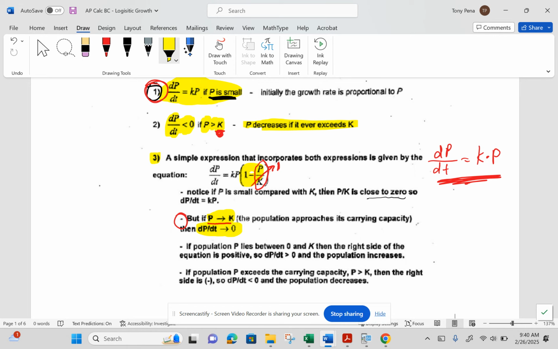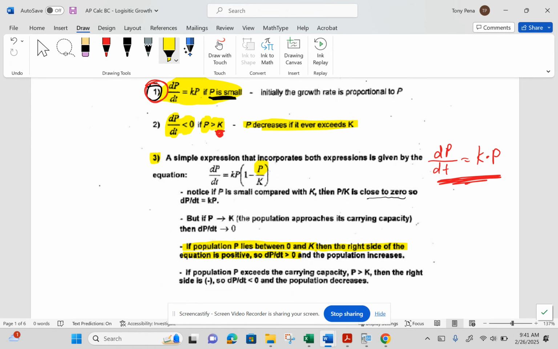Okay, got that? All right, third bullet point then, and what this is saying and why this differential equation satisfies these two conditions up here. If your population lies between 0 and K, so if this number right here lies between 0 and K, then the right-hand side of that equation is going to be positive, giving you a population that is growing.